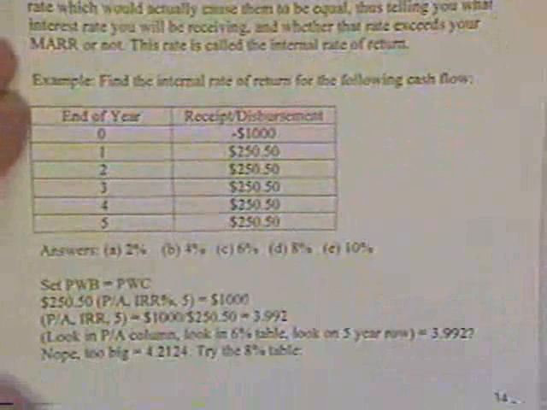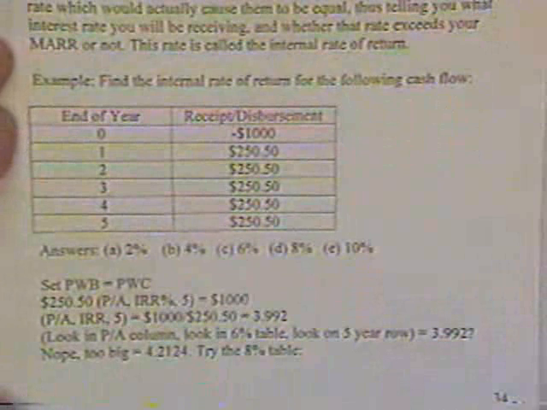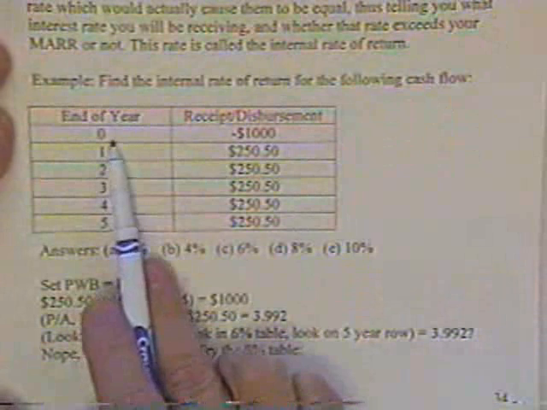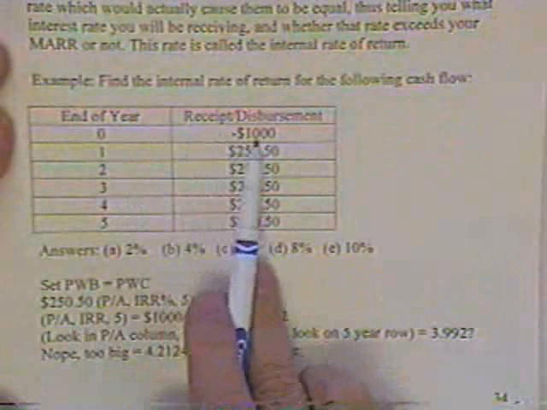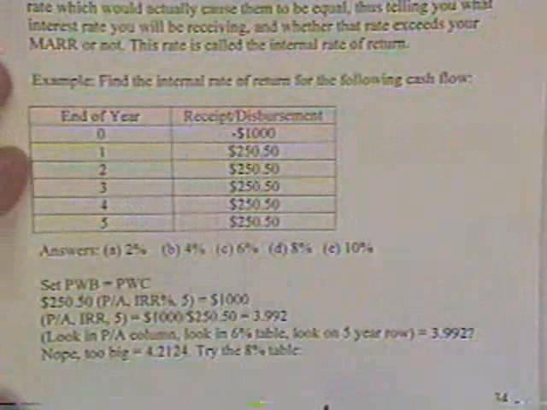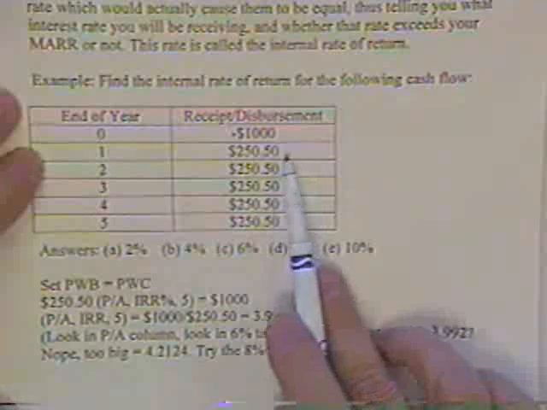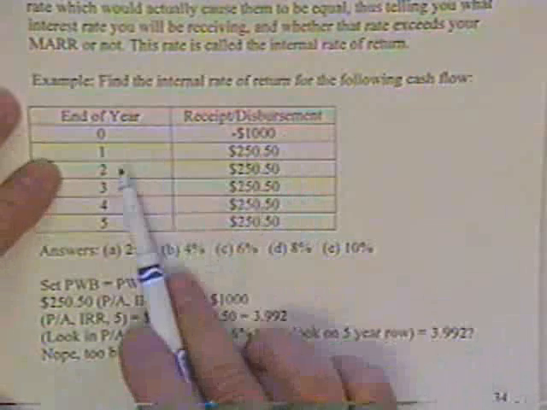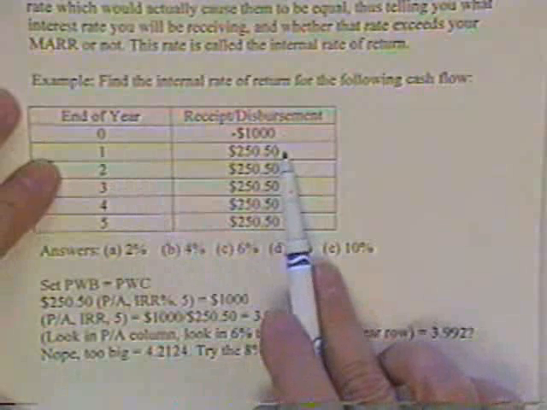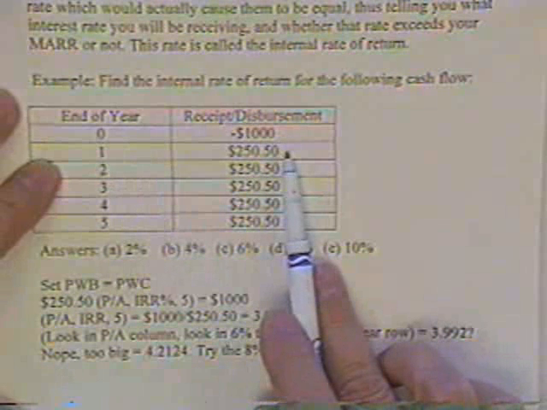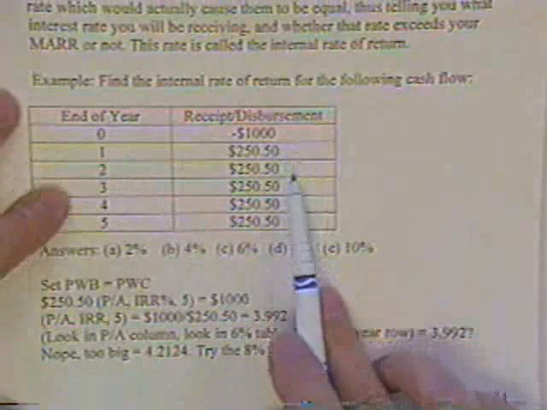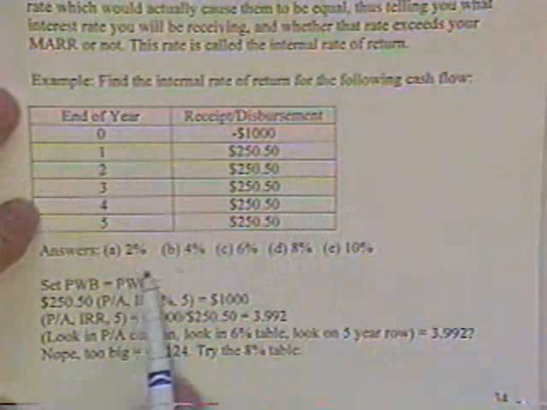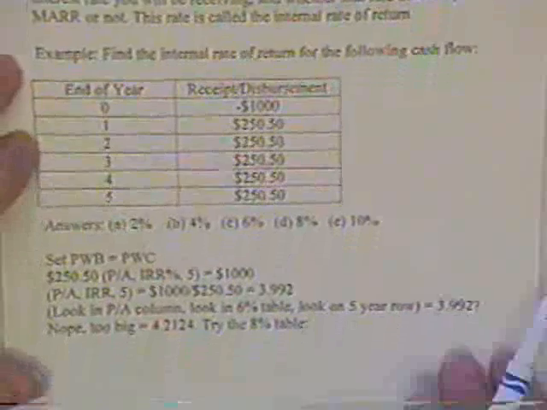So as an example, find the internal rate of return for the following cash flow. Well, at the end of year 0, the beginning of the investment, you disburse $1,000 for your investment. At the end of year 1, you take $250 out, or he pays you back $250, and another, and another, and another, and another. The answer is one of these numbers here.